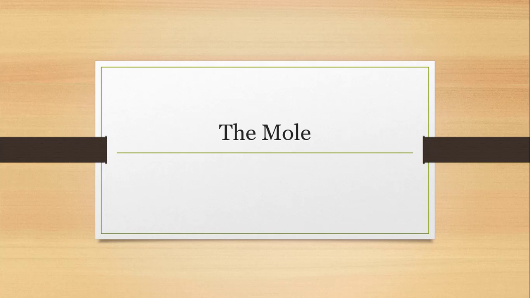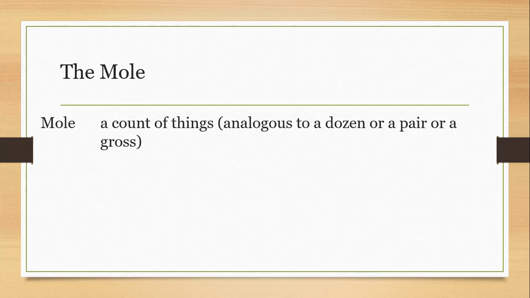This lecture deals with a fundamental concept of chemistry. The concept is the mole, and the mole is a count of things. It is analogous to a dozen, which is 12 things, or a pair, which is 2 things, or a gross, which is 144 things. And if you think of it as analogous, I would posit that if you can solve the following problem, you can easily do mole calculations.